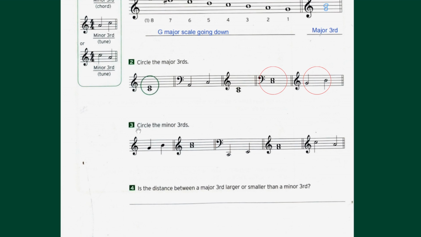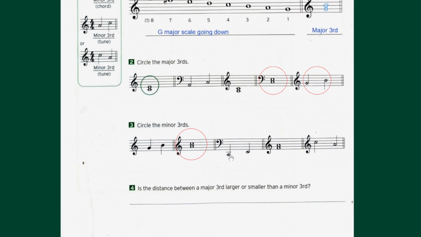Let's go to question 3. We have to circle the minor thirds in this case. So let's take a look at the first one. G to B. Again, from G to B, we have 4 semitones apart. So this is a major third. We don't need to circle this. And let's take a look at the next one. We have A to C. From A to C, we have 3 semitones apart, B flat, B, and C. So this is going to be a minor third here.